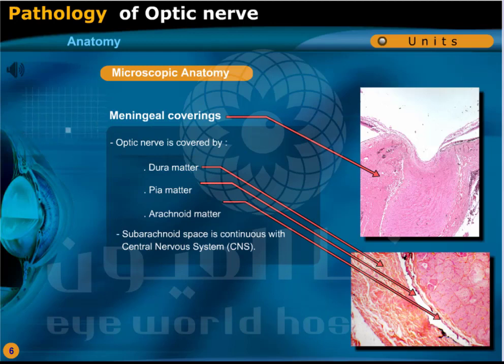Meningeal coverings. The optic nerve is covered by dura mater, pia mater, and arachnoid mater. Subarachnoid space is continuous with central nervous system.